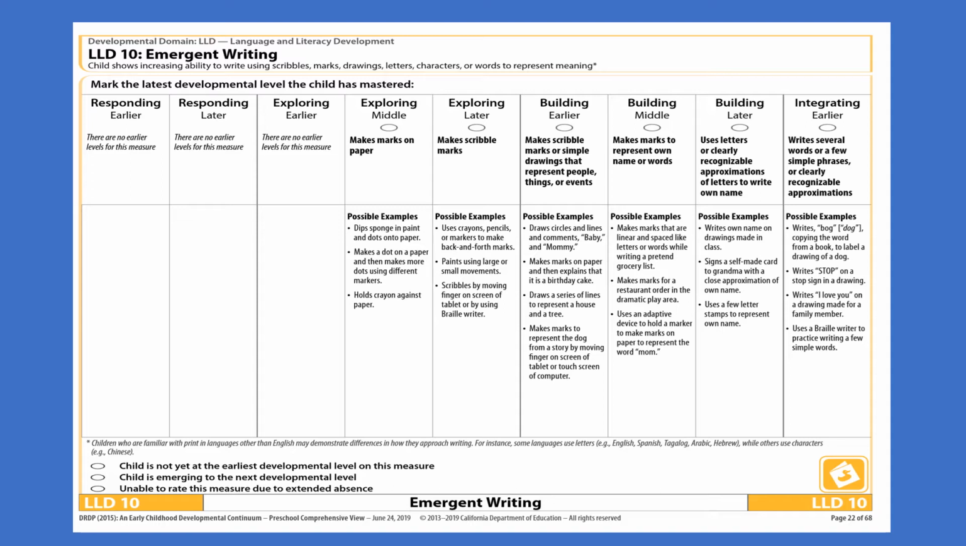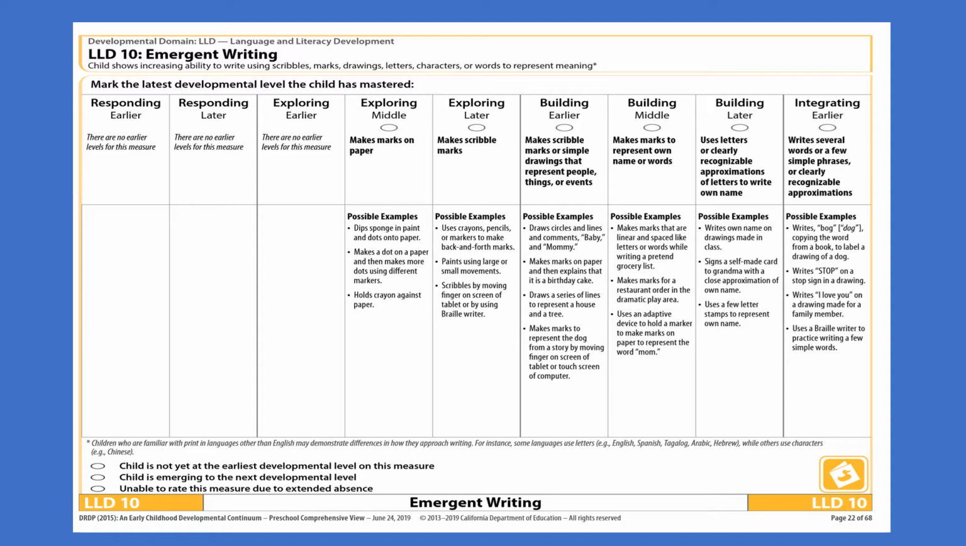So then you start at the left-hand side, just like you would read on a page or a book. Moving over to the right, you can see that there are 9 incremental levels there, from responding earlier, responding later, to exploring earlier, middle, and later, to building early, middle, and later, and then to integrating. So what this is representing is really children's development. So the left-hand side are infants and toddlers, and then we move over to the exploring, where this is probably where we're looking at ages 2, 3-year-olds.